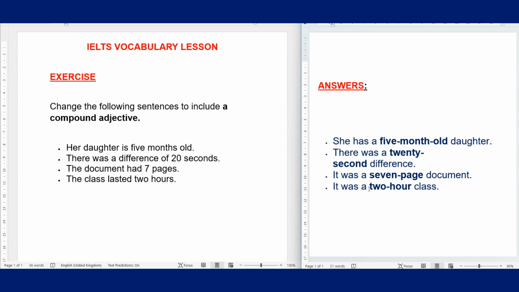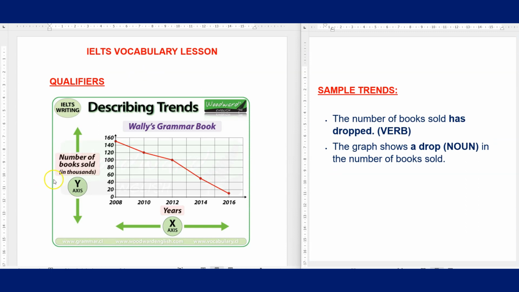Now let's go to the line graph again. When you look at this trend, there are two things that you can say to describe this same trend. As we stated, the graph is actually showing a drop in the number of books that have been sold. So we can state it in a different way. Let's look at these two ways.